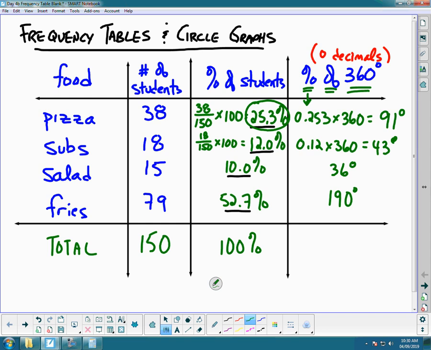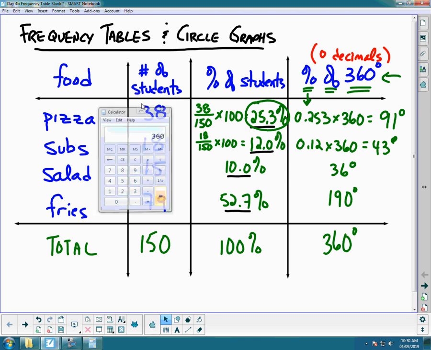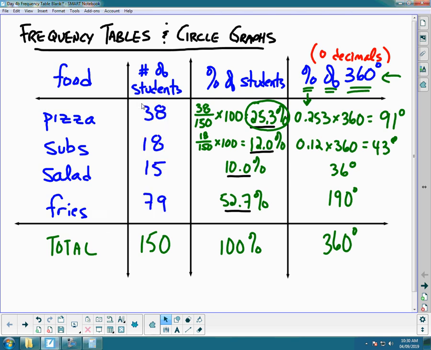Again, if we add these up, they should equal a full circle, and it should equal 360 degrees. So I'm going to check that. 91 plus 43 plus 36 plus 190, 360 degrees. So a quick way to fill out a frequency table and get us the percentages for each food item, and then what those percentages look like in a circle and how many degrees it would be.